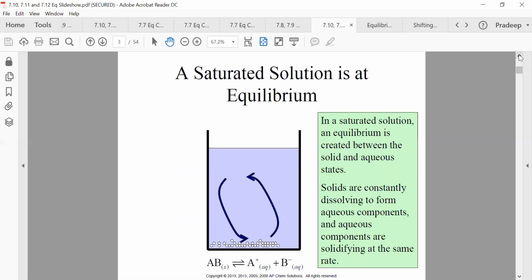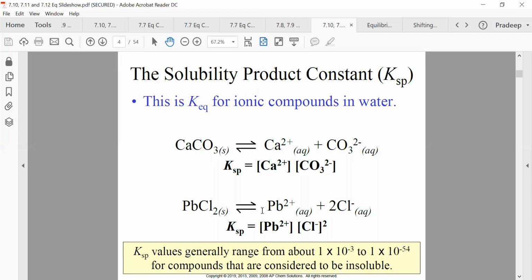So this is what the picture looks like. If you try to draw a picture showing what's happening in a saturated solution, here you see the amount of solutes going into the solution and the amount of solutes coming out of the solution. They are at the same rate. Okay, so we talked about this yesterday a little bit.